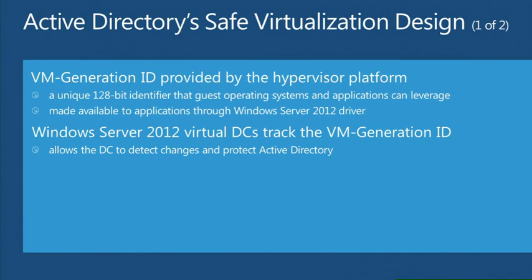So as I mentioned, the VM generation ID is a simple 128-bit identifier that is exposed to the Active Directory environment through a driver. So essentially from our layer, it looks like a BIOS setting. We can actually read it off the BIOS, where it is in memory, so it is super quick for us.